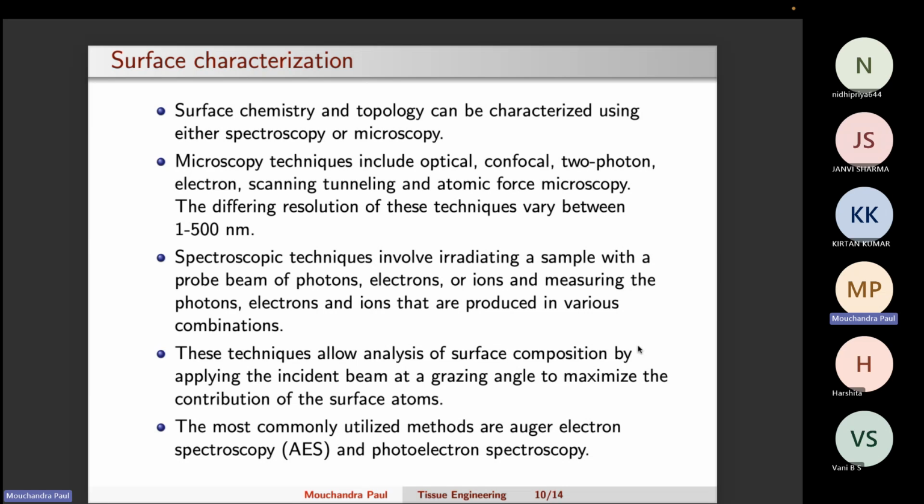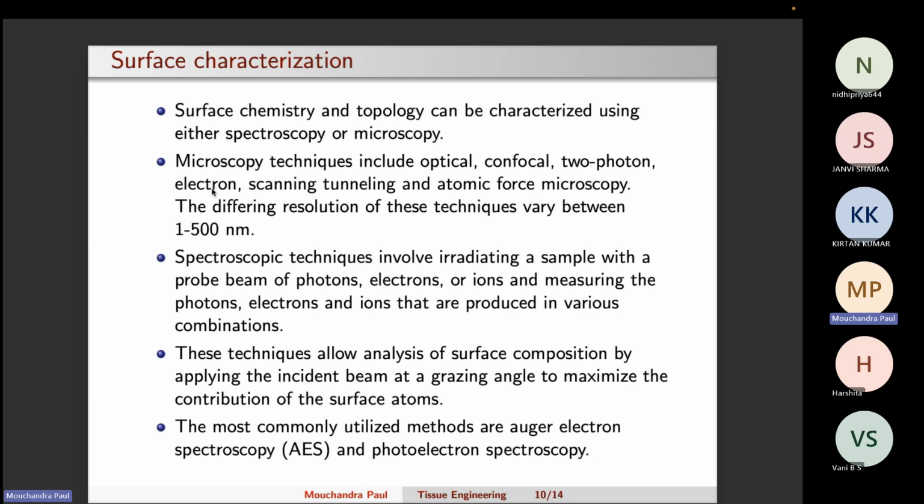So you can characterize a surface either its topology or its chemistry. Surface chemistry means what all functional groups are there. You can do it either using spectroscopy or using microscopy. And in microscopy also, there are a number of options available. There's optical microscope, like when you use light. There's confocal microscope, then two photon confocal microscope. Then you can use electron microscope.